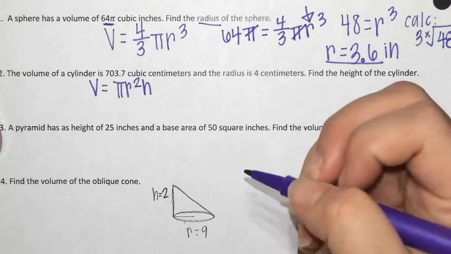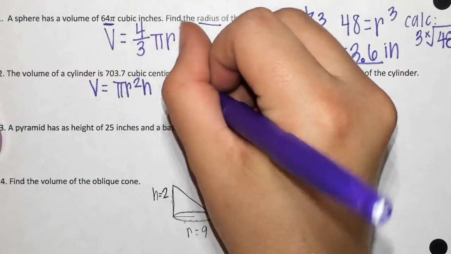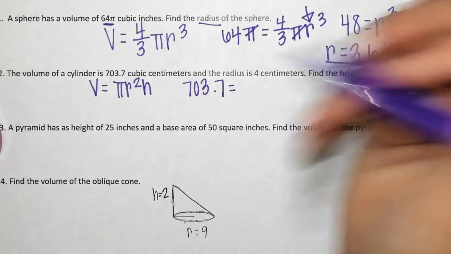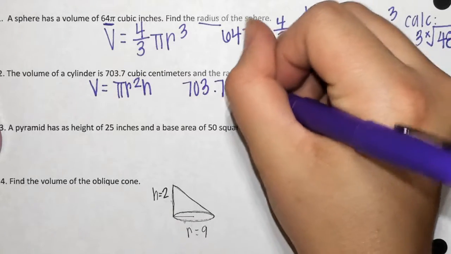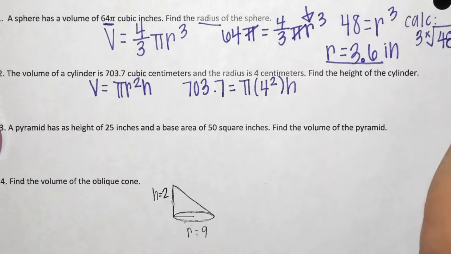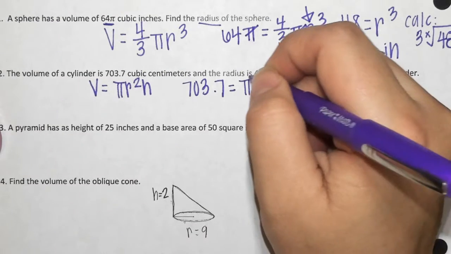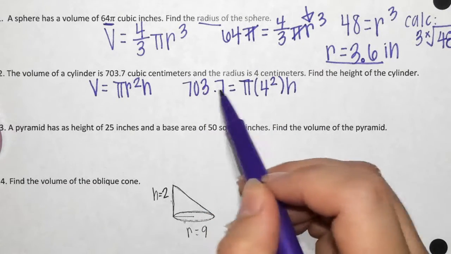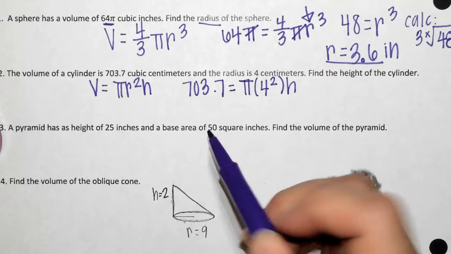So again, let's just plug everything in. I know the volume is 703.7. I know that the volume equals this. Pi, your radius is 4, so 4 squared. And then we're solving for h. What is 4 squared? 16. So you could do 703.7 divided by 16 pi.